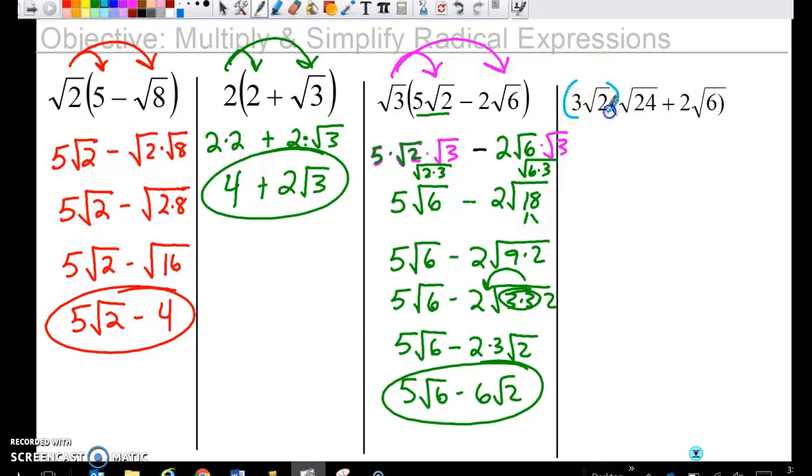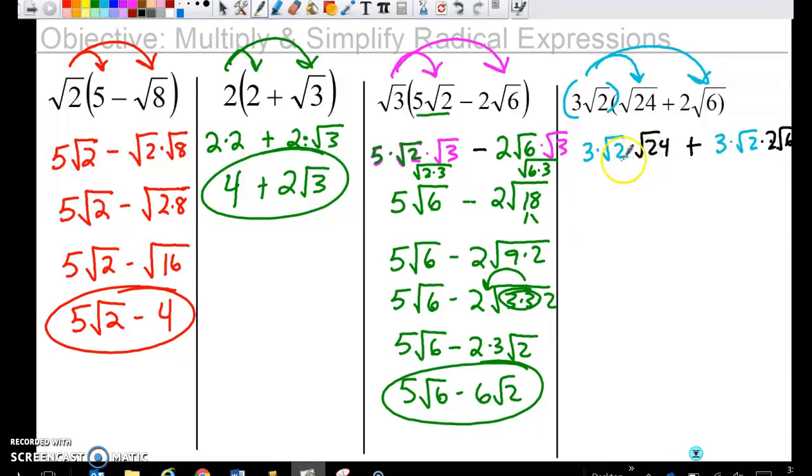You have this entire thing, 3 square roots of 2 multiplied by the entire inside. So I have 3 times the square root of 2 multiplied by that square root of 24 that was already inside there. Plus, and then I had this 3 times the square root of 2 times 2 times the square root of 6. I'm going to run out of room there. I'm going to try it again. So times 2 times the square root of 6.